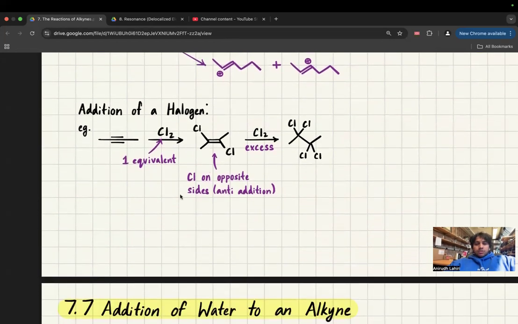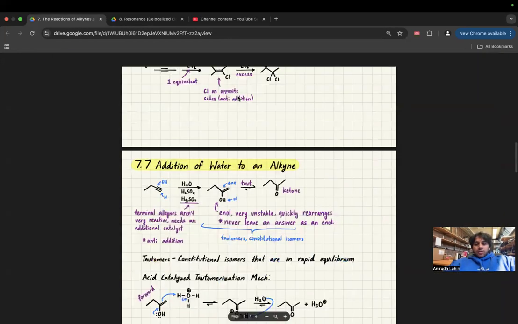Addition of a halogen. So the first step is the halogens will add on opposite sides. If you use excess, we'll just get di-, tri-, tetra-brominated compounds where we have these Cls add again, right? So we'll add Cl, Cl again. Addition of water to an alkyne.